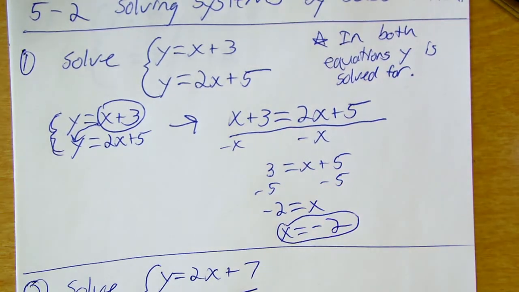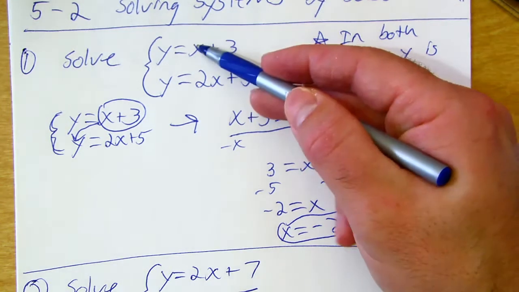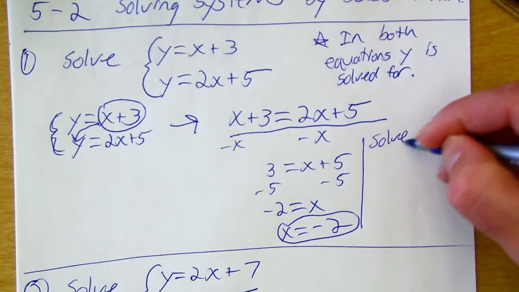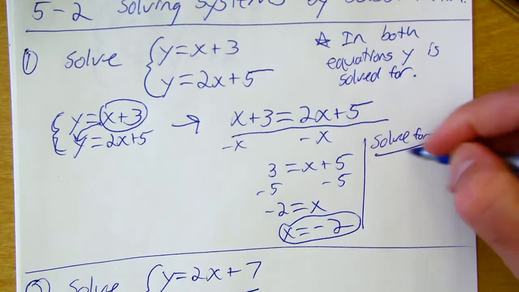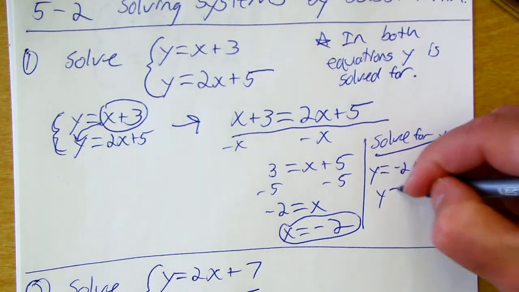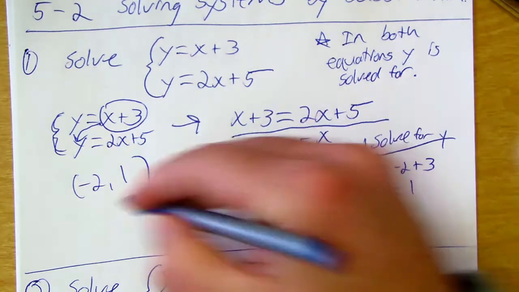But again, going back to what we were learning about with solving systems by graphing, all your solutions need to be an xy pair. So I'm going to put this negative 2 back into my first equation. You can use either equation here, just the first one seems easier. So y equals negative 2 plus 3, so y equals 1. So my solution is negative 2 comma 1.